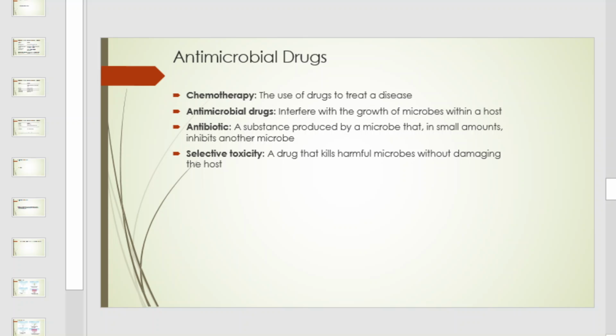Finally, let's examine antimicrobial drugs. Antimicrobial drugs do as their name implies and inhibit microbial growth or kill microbes outright. Chemotherapy is the use of drugs to treat disease. Antimicrobial drugs will interfere with the growth of microbes within a host. An antibiotic is any substance produced by a microbe that, in small amounts, inhibits another microbe. And selective toxicity. Selective toxicity is a situation where a drug kills harmful microbes without damaging the host.